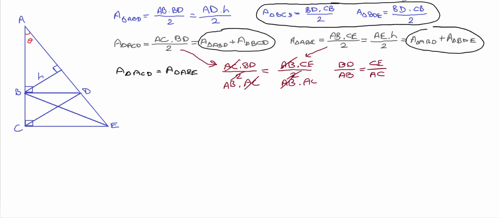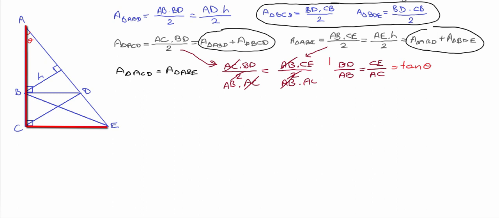From theta point of view, what is BD divided by AB? This is an angle in a right triangle. It is actually the tangent theta. It is also equal to CE divided by AC.